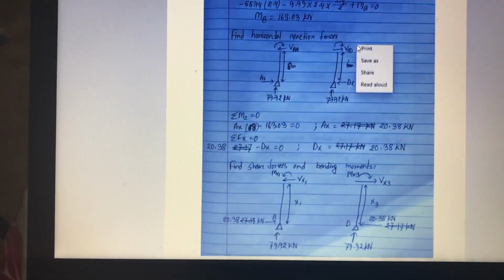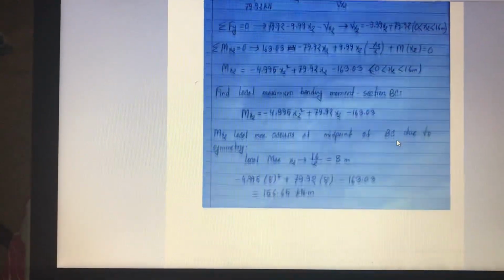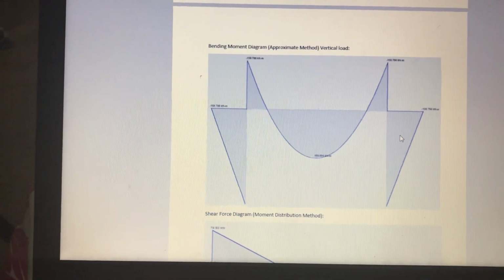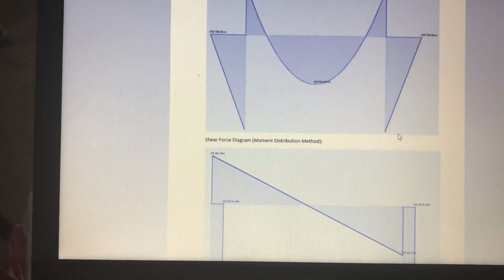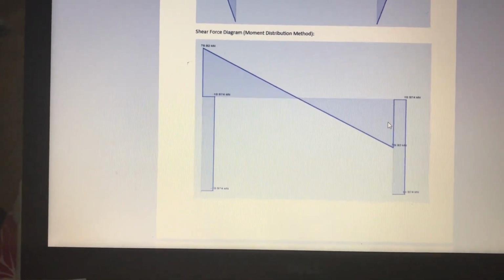Then I found the horizontal reaction forces, then found the shear forces and bending moments, and I plot the values and got the bending moment diagram for vertical load and shear force diagram for horizontal load.